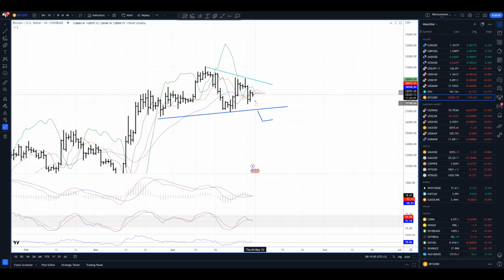Still, this may also take some time to develop inside of this triangle further, and then potential for the breakout is there. So that will be all for this update, guys.